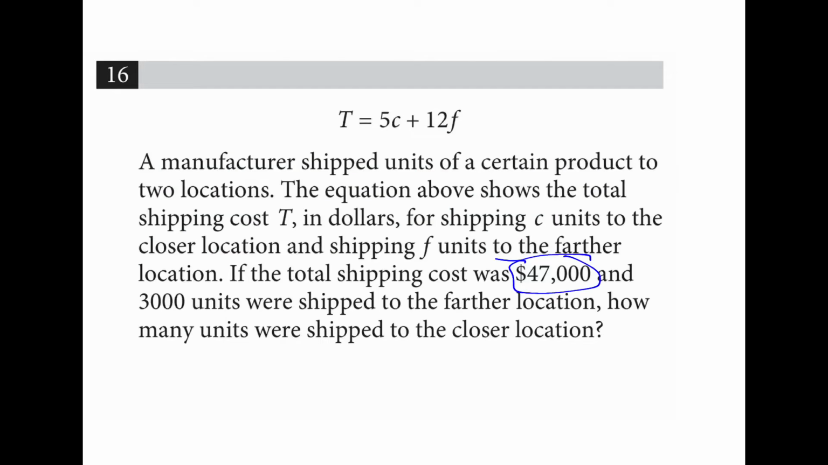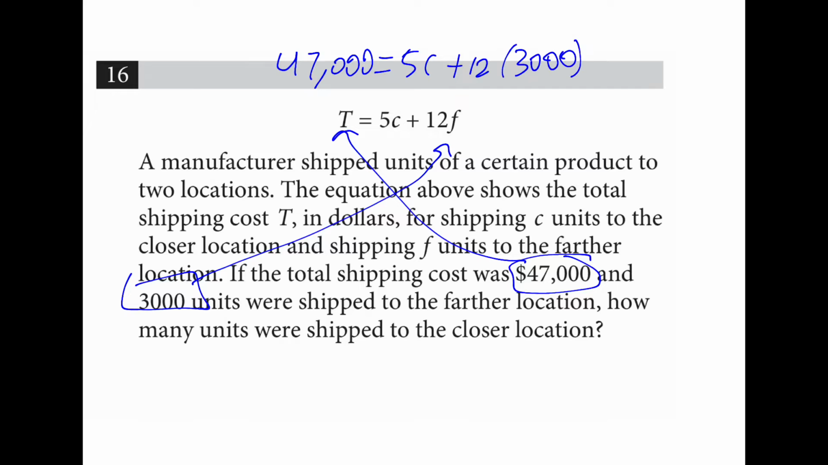Total cost, $47,000. 3,000 units, the farther location. So 47,000 is equal to 5C plus 12 times 3,000. This is 36,000. So when we subtract that, we're left with 11,000 is equal to 5C. Divide both sides by 5. C is equal to 2,200.